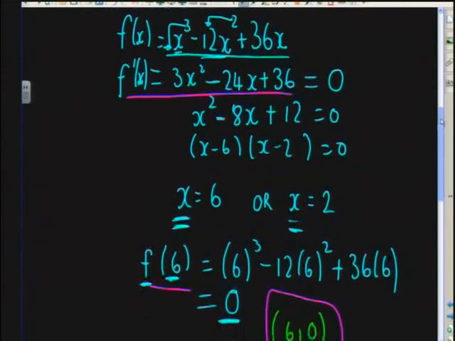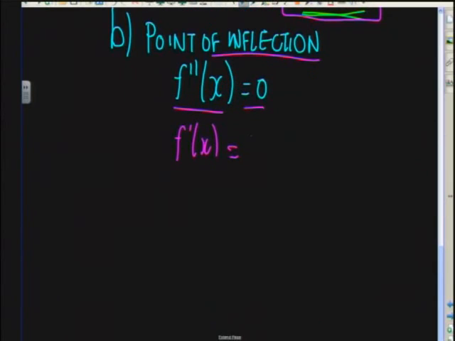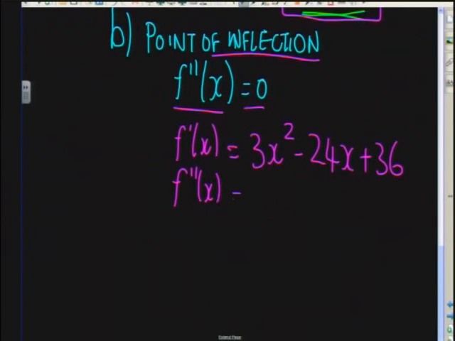There we go, 3x squared minus 24x plus 36. So it was 3x squared minus 24x plus 36. We then derive that once more to get the second derivative, and we get 6x minus 24 as the expression for the second derivative.